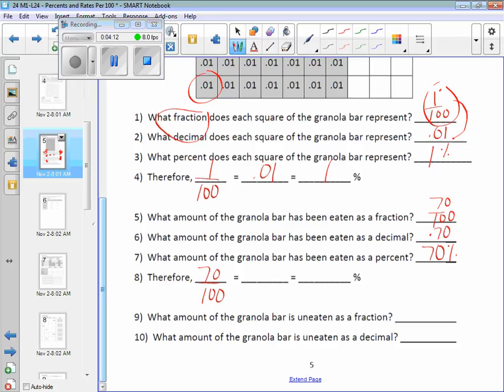All right, where are we at? 70 to 100 as a decimal. Matthew? He's right. That's how you would say it. 0.70 is 7/10 or 70 hundredths, and we're going to get to that eventually as well. What about as a percent? Eve. All good so far? What about now, let's talk about the part that's not shaded, or the part of the granola bar that's not eaten versus a fraction.